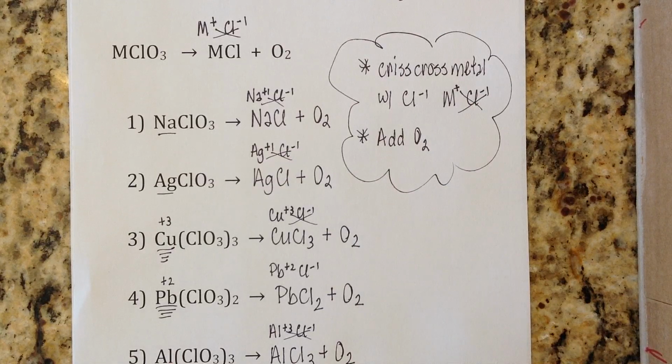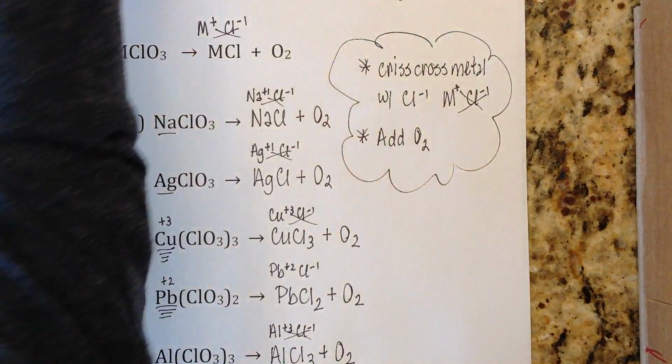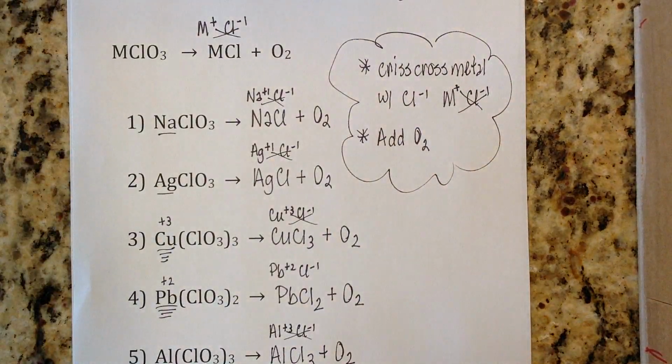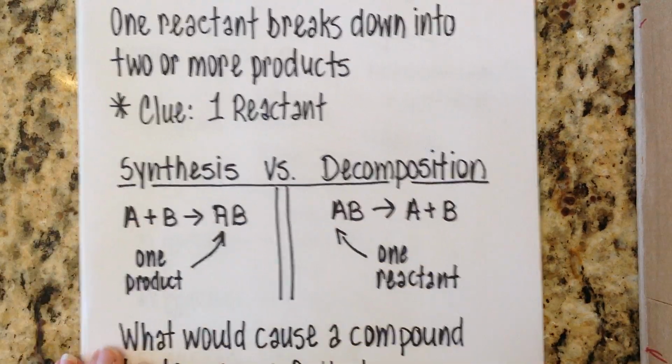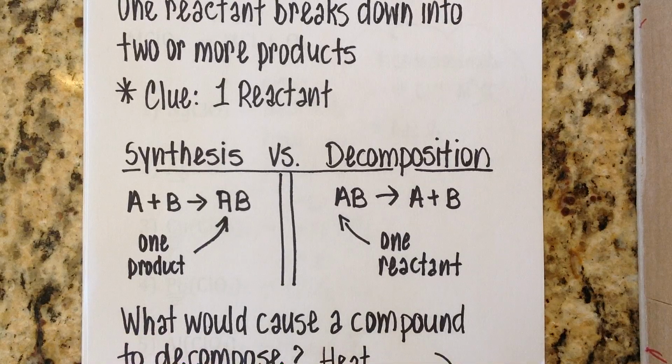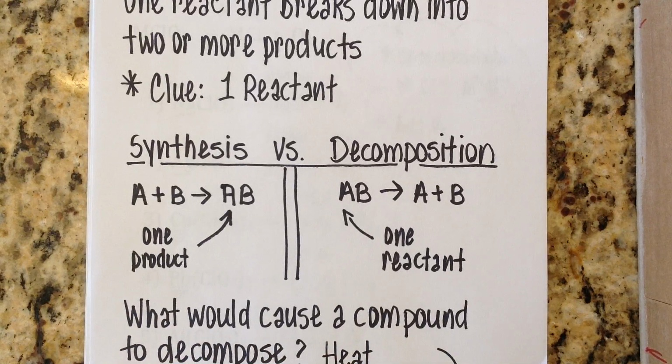So decomposition covers a lot of ground. That's probably the longest video that we will have in terms of types of chemical reactions. Just keep in mind that decomposition is the exact opposite of synthesis. And your clue, again, is that you only have one reactant. So the next video that you're going to see is going to cover single replacement, then we're going to have double displacement, and then combustion, and that will wrap up our series on chemical reactions.